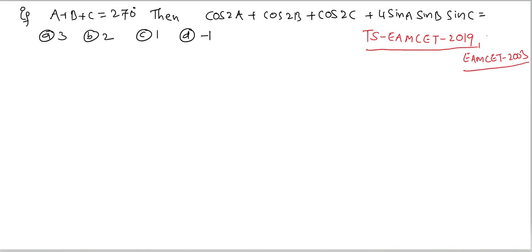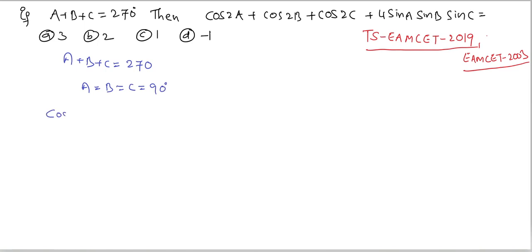If A plus B plus C is equal to 270 degrees, then cos 2A plus cos 2B plus cos 2C plus 4 sin A sin B sin C is. This is TS EAMCET 2019 question. Here it is given A plus B plus C is equal to 270 degrees. Take A is equal to B is equal to C is equal to 90 degrees.